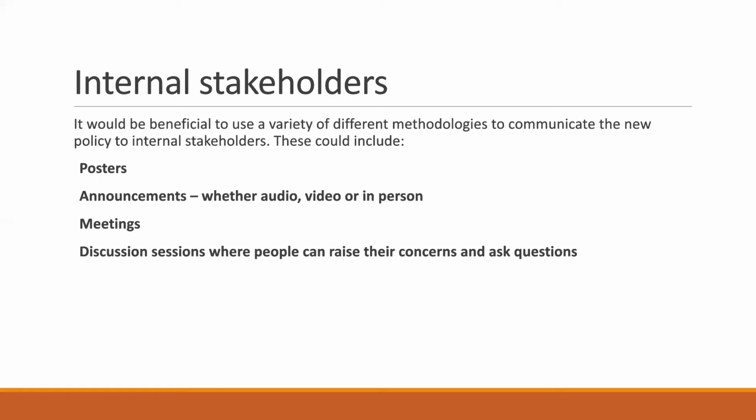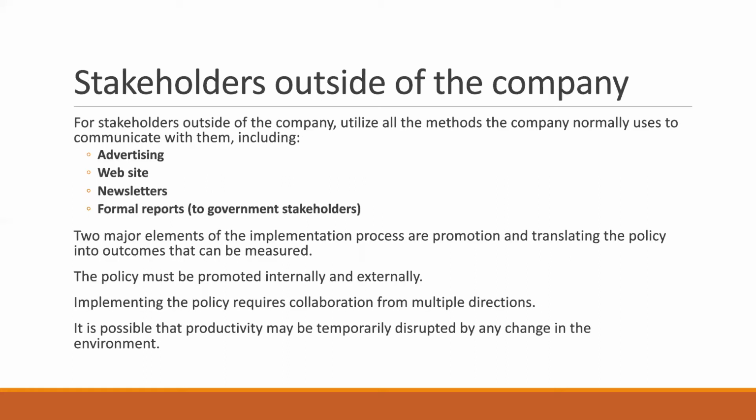Stakeholders outside of the company. For stakeholders outside of the company, utilize all the methods the company normally uses to communicate with them, including advertising, website, newsletters, formal reports to government stakeholders. Two major elements of the implementation process are promotion and translating the policy into outcomes that can be measured. The policy must be promoted internally and externally.